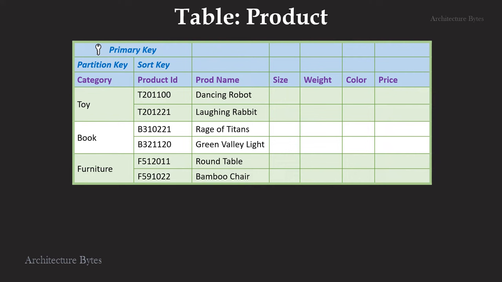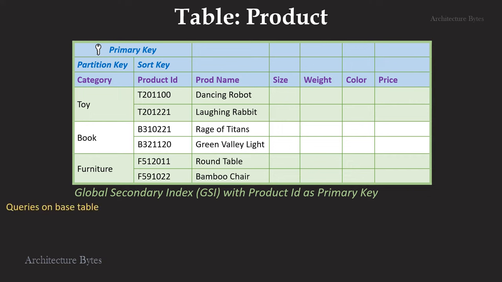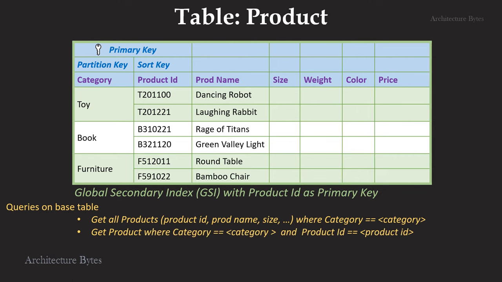The product table has category, product ID, product name, and other attributes. Primary key is made up of category as the partition key and product ID as the sort key. In addition, we have a global secondary index with product ID as primary key. Therefore, on the base table, we can efficiently do queries like get all products for a certain category, get product for a certain category and product ID combination. On the global secondary index, we can do a query like get product for a certain product ID.